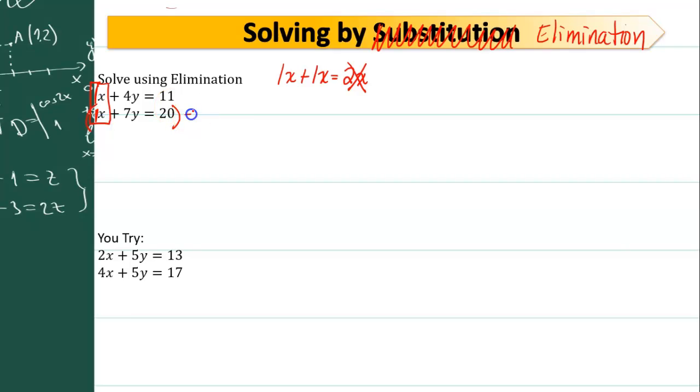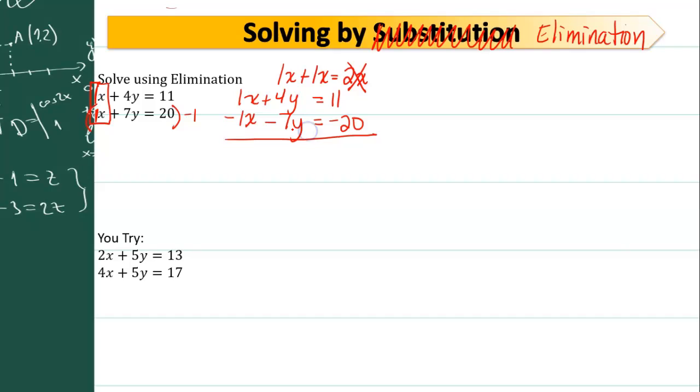I'm going to choose the bottom one, and I'm going to multiply everything on the bottom by -1. The top equation is going to stay exactly the same. I'm just writing the 1 in front of the x to remind you that it's there. For this one, all the signs change. -1 times 1 is -1. -1 times 7 is -7y. -1 times 20 is -20.